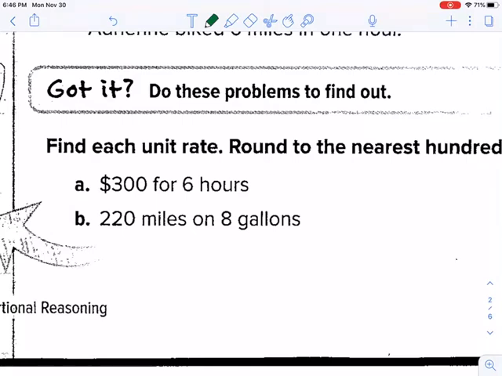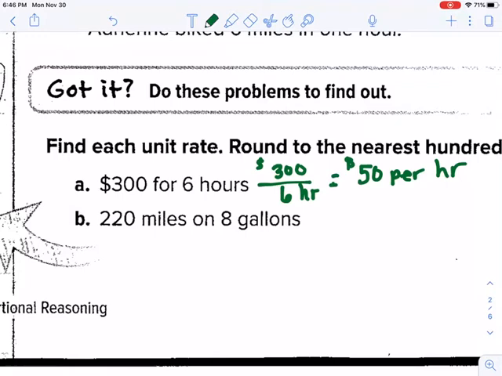So part A, $300 for 6 hours. Maybe you're working and you got $300 to work 6 hours. Okay, you're going to divide that and you would get $50 per hour. That's your unit rate. All right, go ahead and divide out letter B.